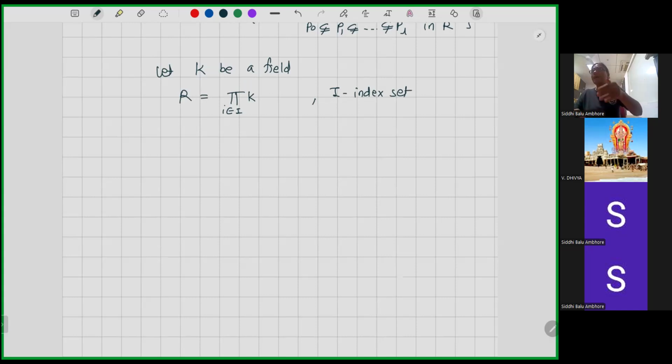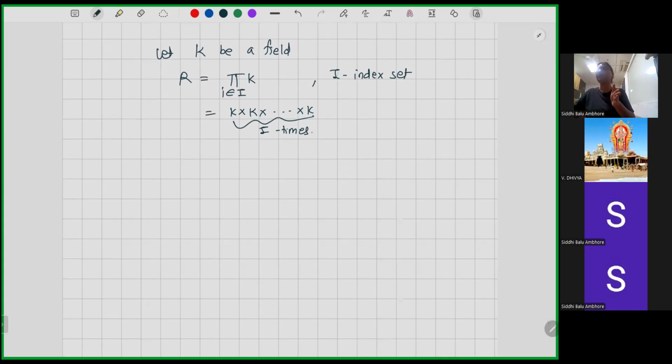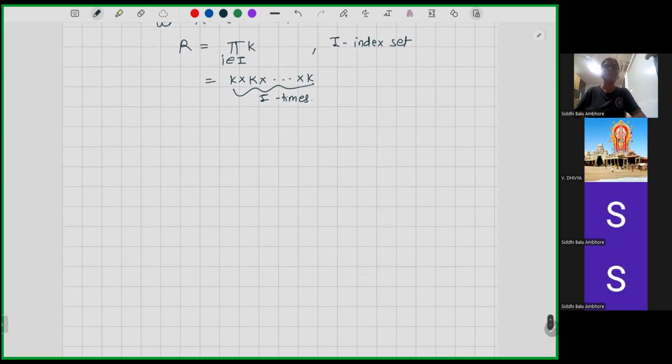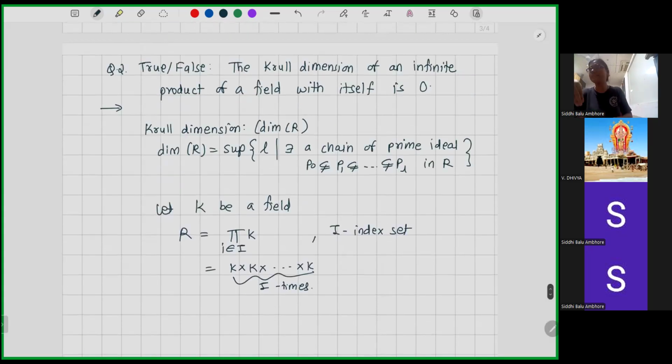Okay, so these are I many copies of K. I hope this makes sense to you. Let me just write K into K. This is a very bad way of writing, but I'm just writing it I times. This is not very correct, but just to give you a flavor, because we are repeating K at every coordinate and so on. So we have to work with this, and we have to see the prime ideals in this ring.